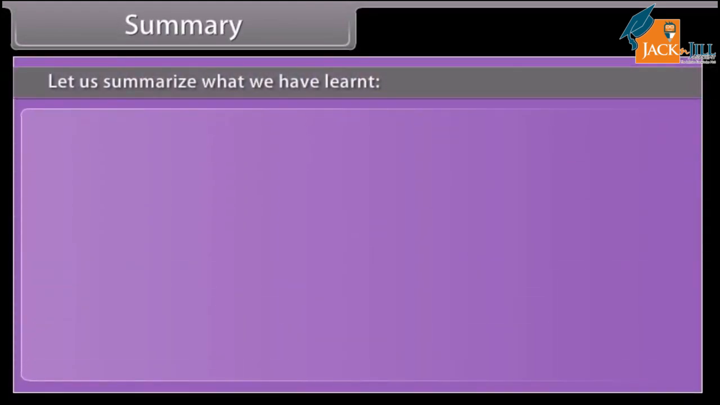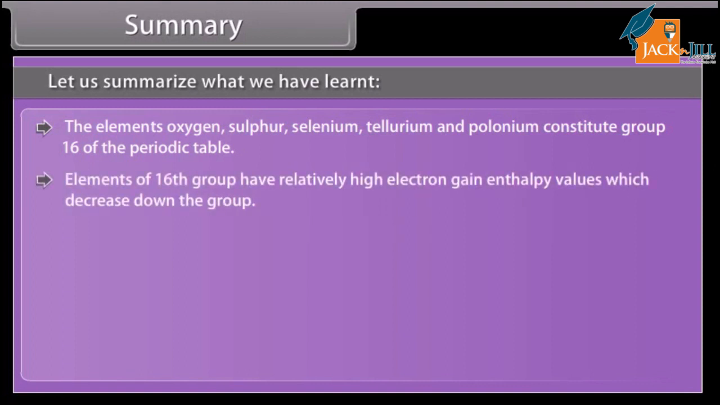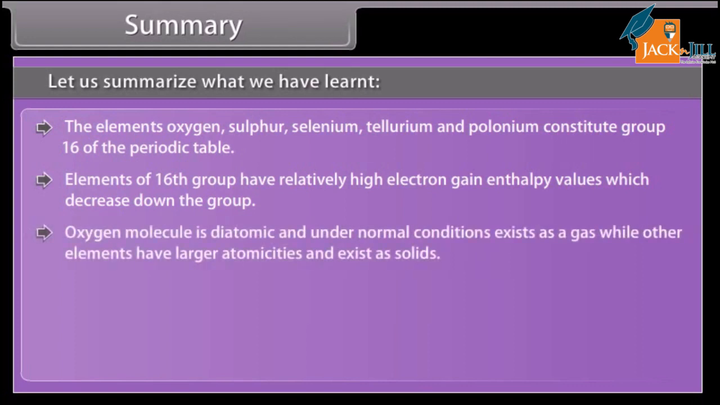Summary. Let us summarize what we have learnt. The elements oxygen, sulfur, selenium, tellurium, and polonium constitute group 16 of the periodic table. Elements of the 16th group have relatively high electron gain enthalpy values which decrease down the group. The oxygen molecule is diatomic and under normal conditions exists as a gas, while other elements have larger atomicities and exist as solids.